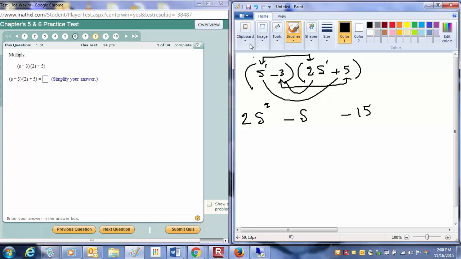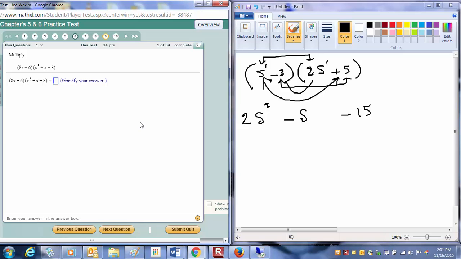So first multiply s times 2s. That would be 2s squared. Then negative 3 times 5. That would be negative 15. Then do the outer. This is called the outer, which is s times 5. And the inner, negative 3 times 2s, negative 6s. Plus 5s is negative s. And that would be the final answer.